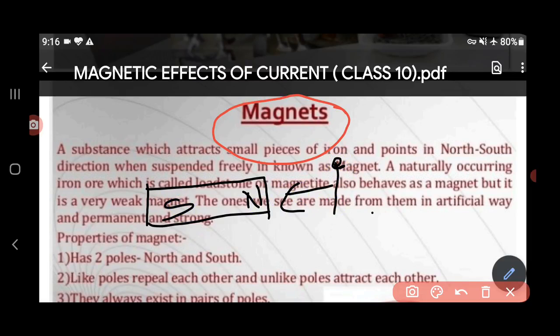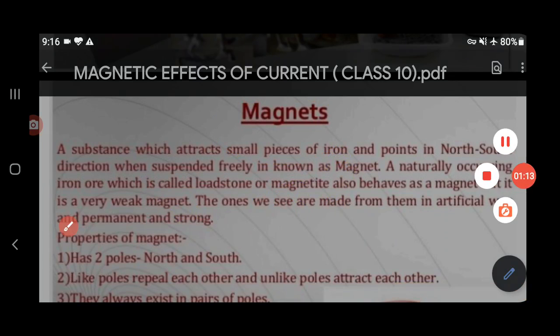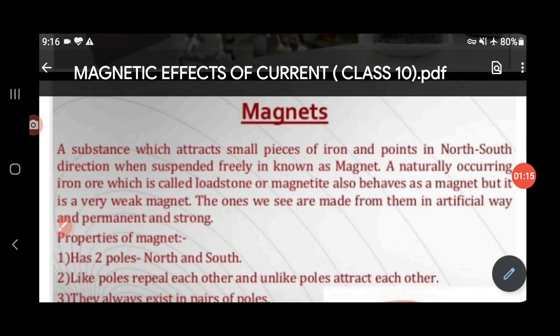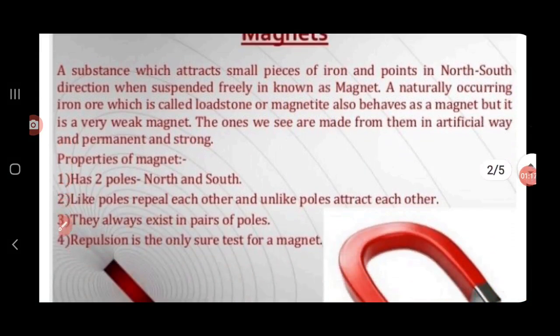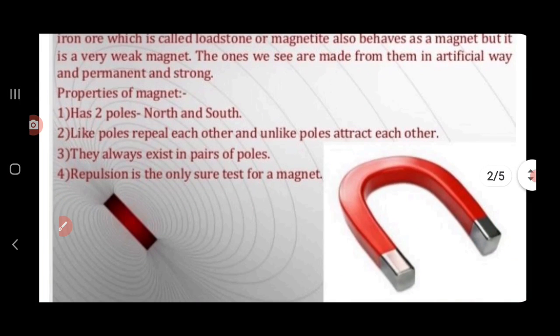Suppose we take this one as a magnet which has the north pole only, which is not possible. Suppose we consider a magnet which has south pole only, it is also not possible. So, magnet has always two poles, north and south.